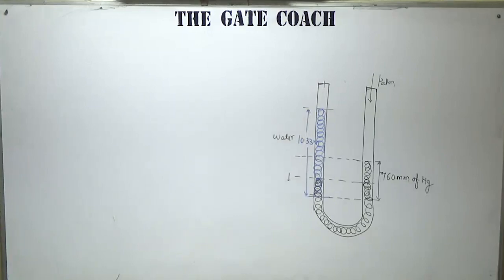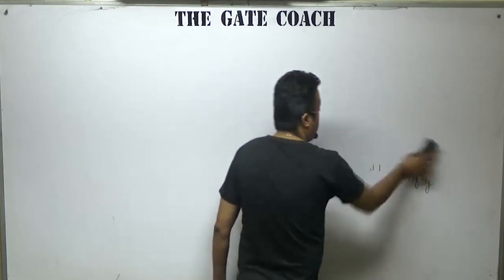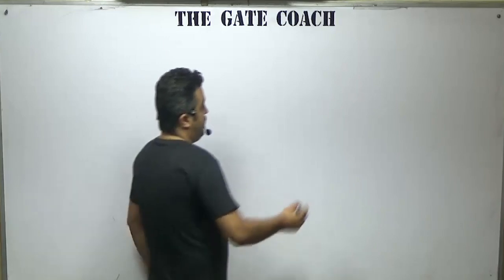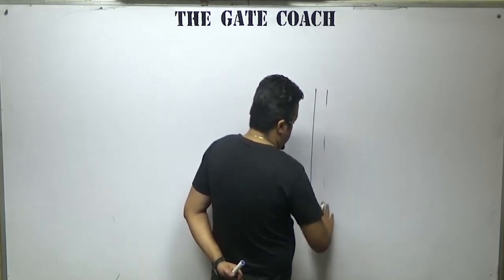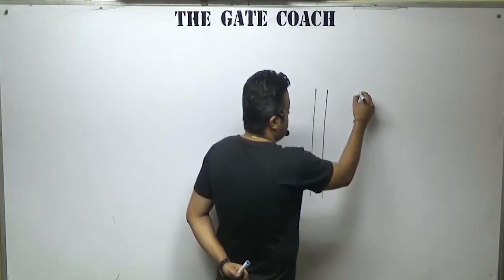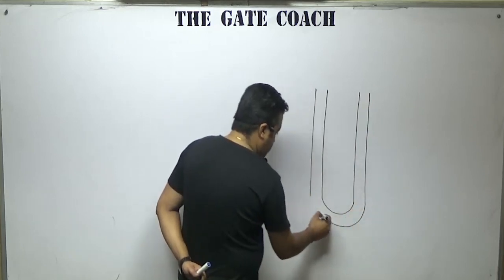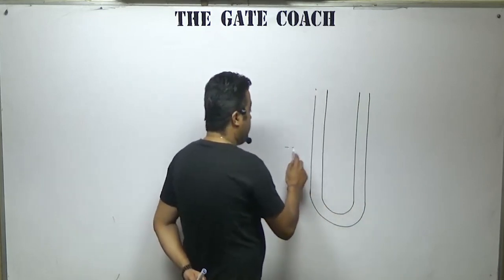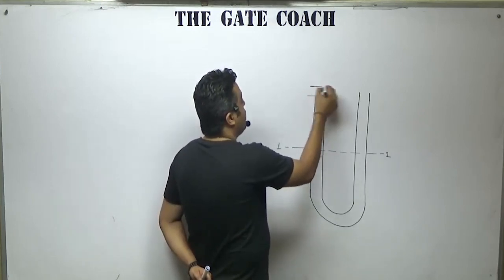Case 1. Measurement of positive gauge pressure. Now let this be our U-tube manometer. Let's suppose initially the level of the manometric fluid was here and both ends are open to atmosphere. But now I'm connecting this one with some gauge point.